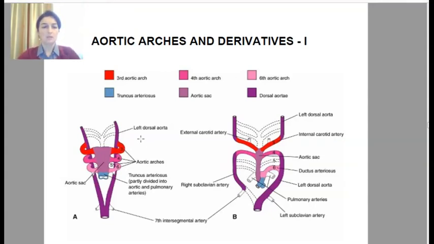So actually, as we see here, the first and second aortic arch will disappear, and just the third, fourth, and sixth ones will develop. The fifth one also will not develop actually. From the third one develops the common carotid artery, and its branch will form the internal carotid artery. The remaining part develops from the dorsal aorta.